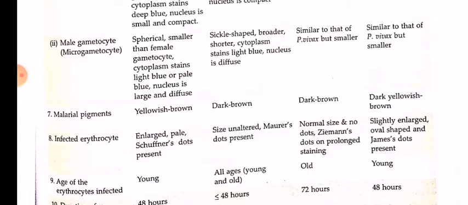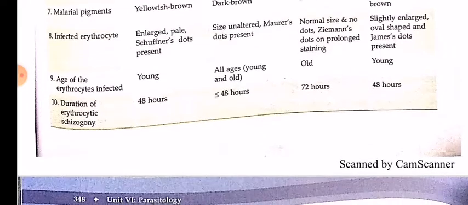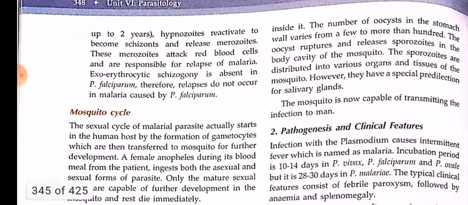Malarial pigments: yellowish brown. Infected erythrocyte: enlarged, pale, with sharp dots present. Age of erythrocytes infected: young. Duration of erythrocytic schizogony: 48 hours.